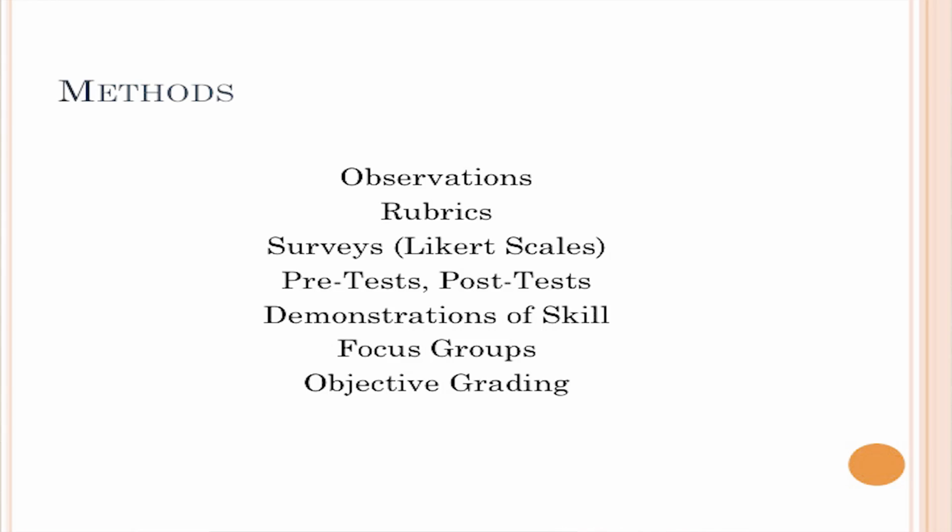So you can utilize your own observation, you could utilize a rubric, you could utilize a survey, you could survey your students using a scale of 1 to 10, otherwise known as a Likert scale. You could have an actual physical demonstration of skill, or you could use focus groups or plain and simple objective grading. Now, here's a really good example brought to us by the automotive program here at Solano College.